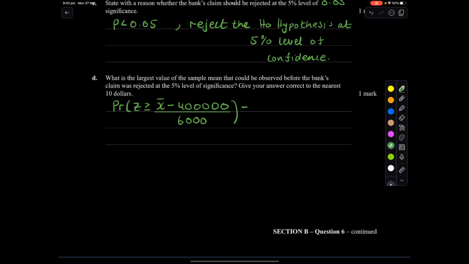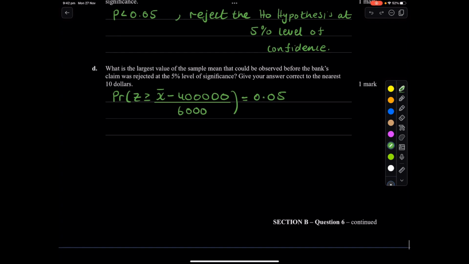What is the largest value? So we want the largest value of the sample mean that could be observed before the bank's claim was rejected. If we want it to be just before rejection, we want it to still be at that level of significance, which is 0.05. That's what we want.